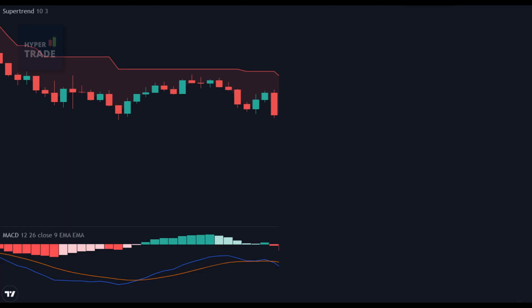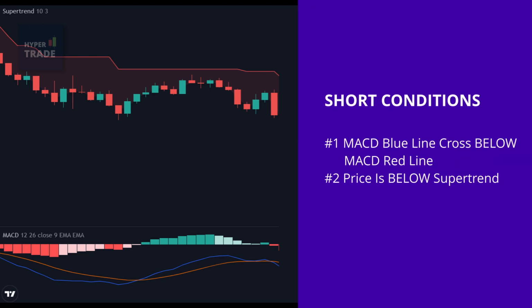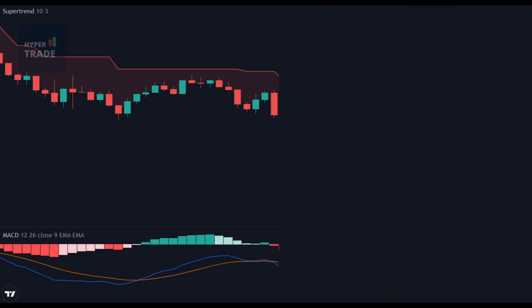This will be our first short trade example. Our conditions are actually a reversed version of our long conditions. The MACD fast blue line must cross below the red line, then the Supertrend line color must be red. As we can see in our chart, the MACD did cross below there, and the price is below the Supertrend line. We should prepare our short trade here.